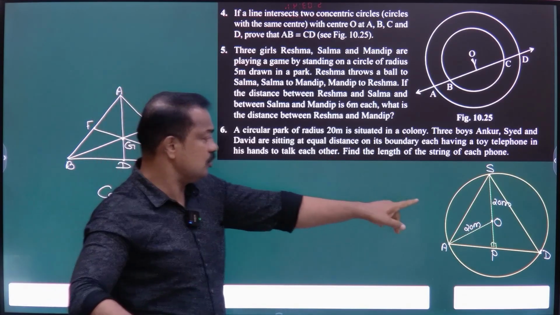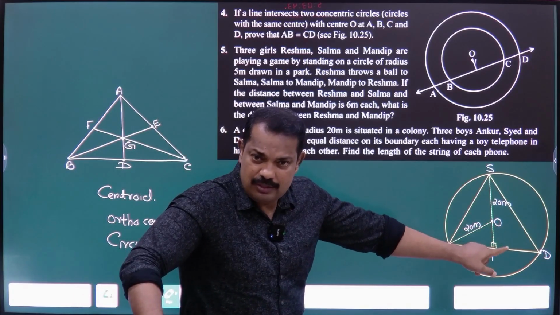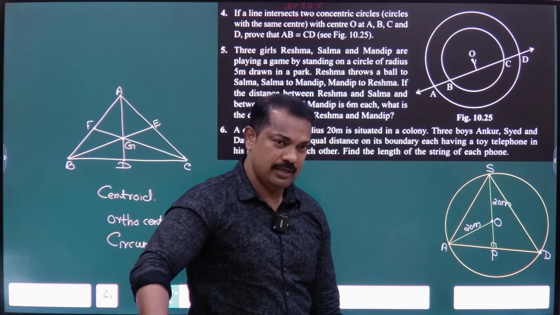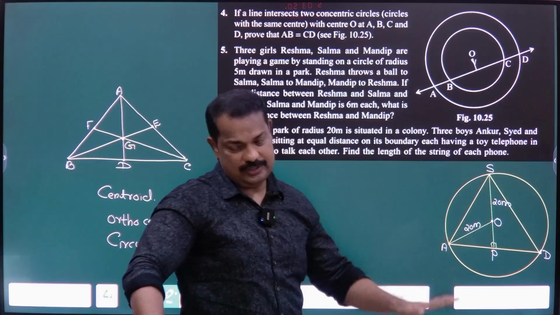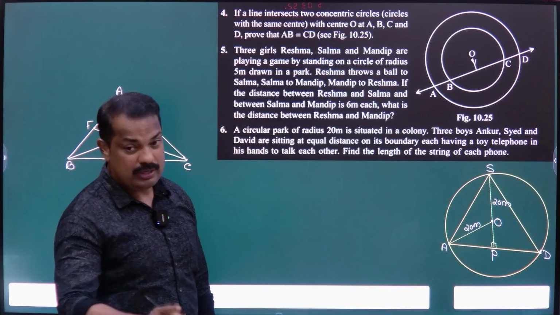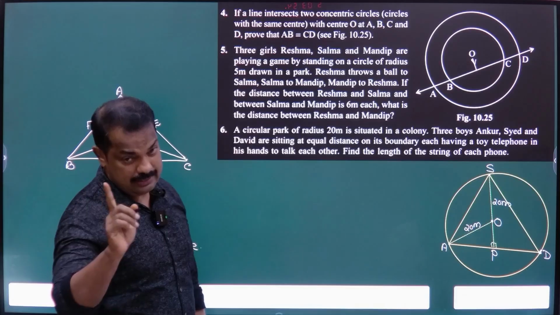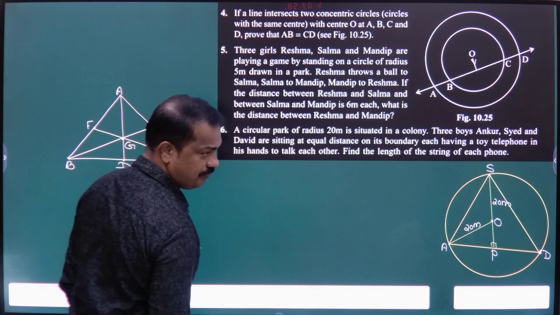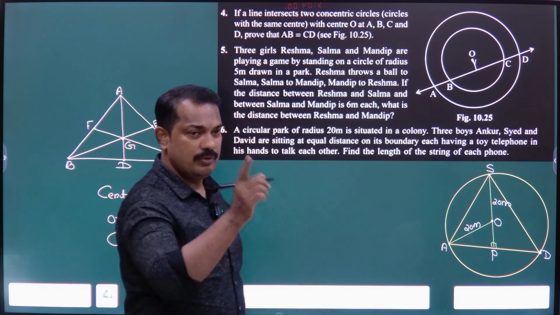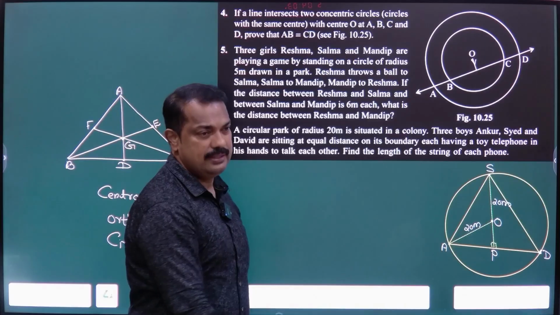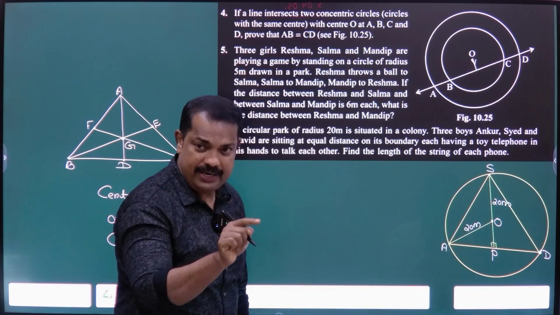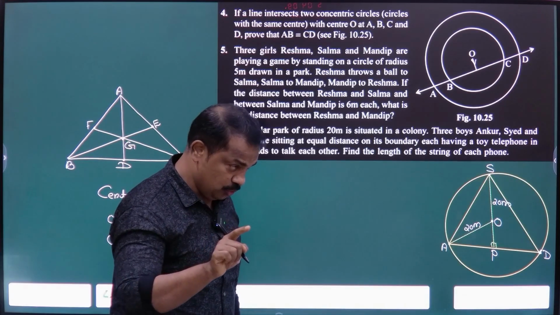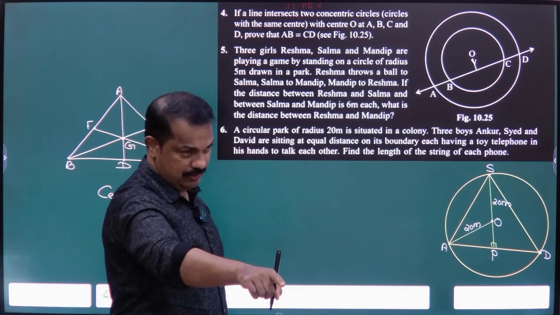So this O is called circumcenter. In the case of equilateral triangle, this O is also called centroid, and it's also called orthocenter. Only in the case of equilateral triangle. So what is O here? Centroid. One of the important properties of centroid is centroid divides median in the ratio 2:1.